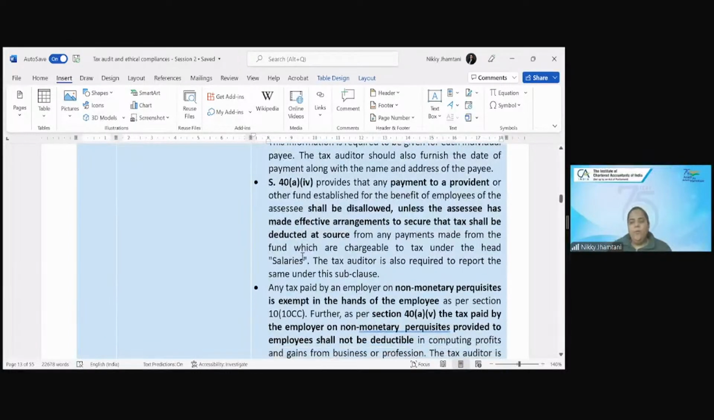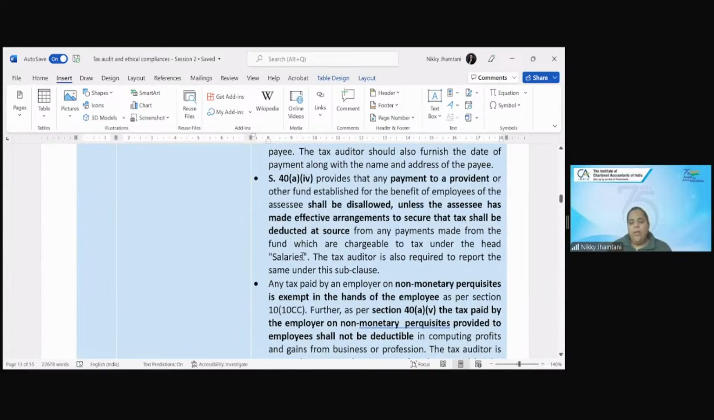Section 40A(4) provides that any payment to a provident or other fund established for the benefit of employees of the assessee shall be disallowed unless the assessee has made effective arrangements to secure that tax has been deducted at source. So, unless the assessee has made effective arrangements to secure that tax shall be deducted at source from any payments made from the fund which are chargeable to tax under the head salaries, the tax auditor is also required to report the same under this subclause.